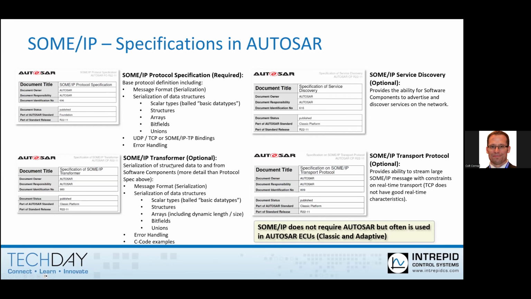The third one is the transformer. Transformer defines how you take the memory of an ECU, like a structure in memory of the ECU, transform it in a way that it can be sent in a wire format, and then take that serialized format and deserialize it and put it back in the memory of the target receiving ECU. That's what a transformer does, and SOME/IP has a transformer that defines how to do this.